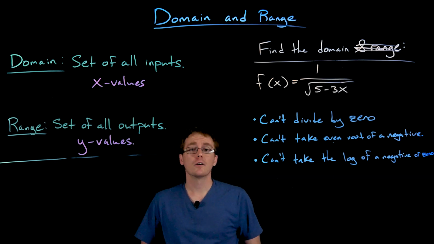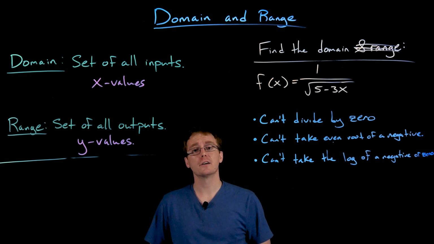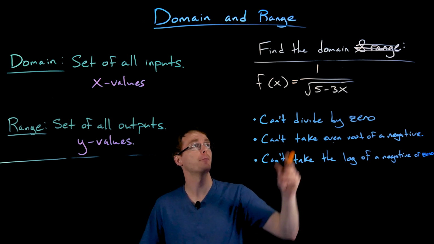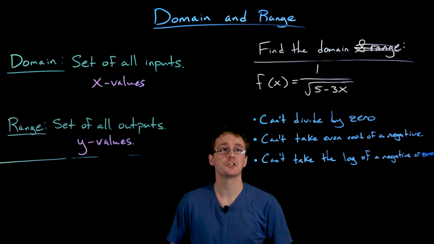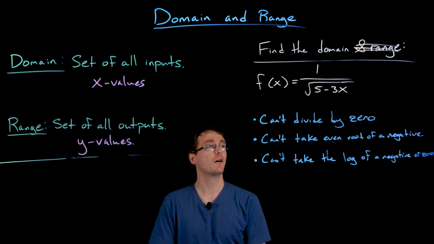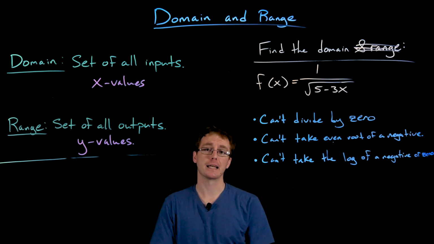All right, let's go ahead and do another example together of finding the domain of a function from just the equation of the function, and we're not interested in finding the range here. And so now our function is 1 over the square root of the quantity 5 minus 3x.